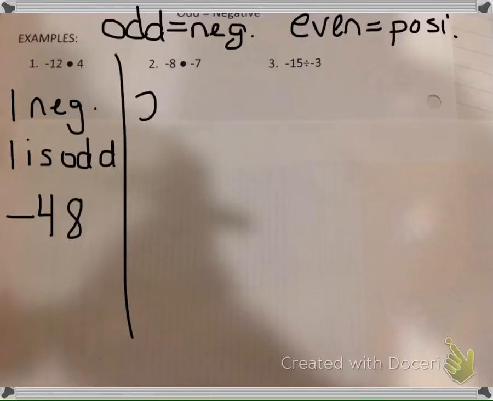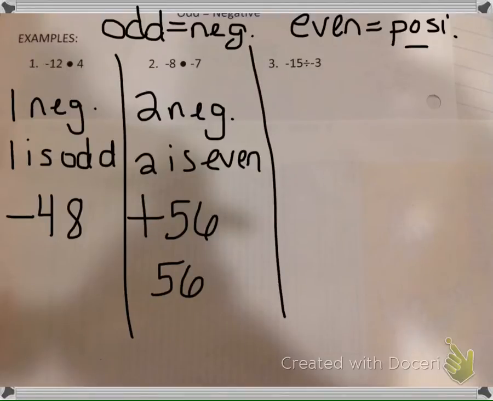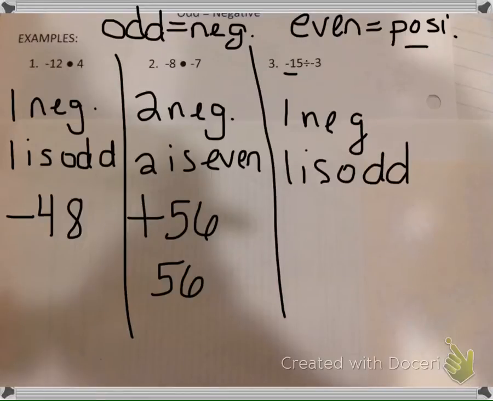Number 2, I have 2 negatives. 2 is even. So when you have an even number of negatives, your answer is positive 56. Now, you don't have to put that positive sign there. I'm just doing it just to get that down. But obviously, you could just write 56. Okay, number 3, I have division. Same rule. I have how many negatives? I only have 1 negative. 1 is odd. So my answer is negative. 15 divided by 3 is 5.